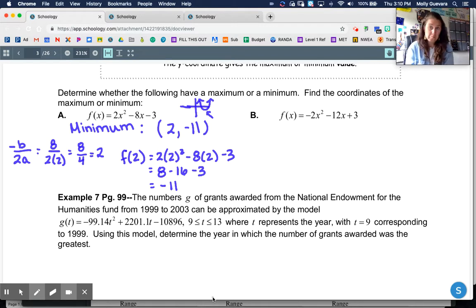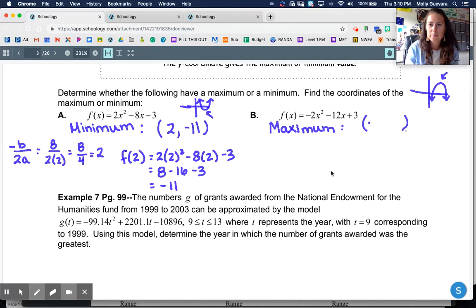And that's it. Okay. Over here, because that 2 is negative, I know that my graph is opening down. So I actually have a maximum here. So I can tell right away that I have a maximum value. And I don't know what it is yet, but we can find out. Okay, so to find it, I'm going to do my negative b over 2a. This will tell me the x-coordinate.